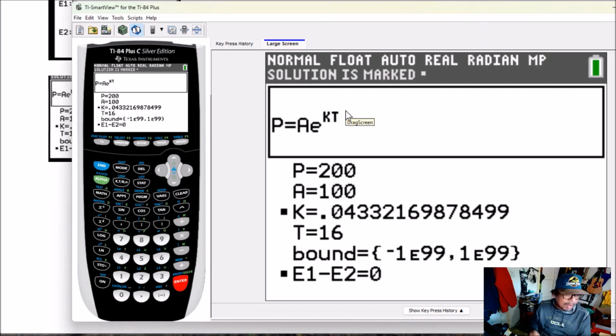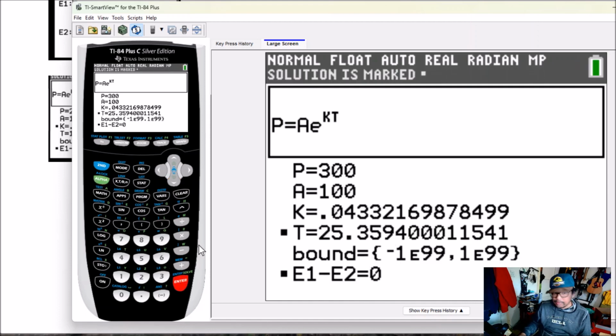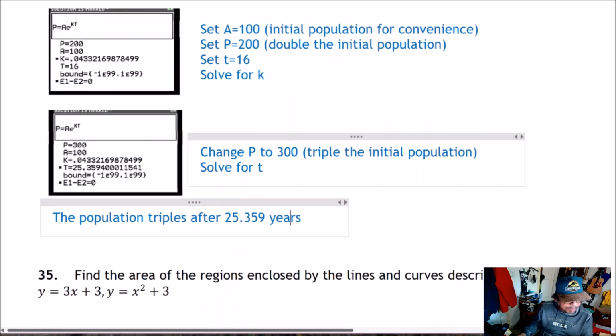And then now that I have my value of k, we're going to change P to 300 and we'll solve for t. And that gives me basically the same answer. I think that is exactly the same answer. And that gives us the exact same answer.